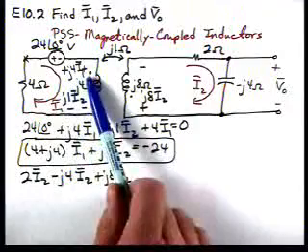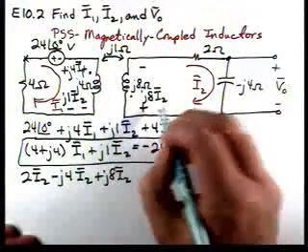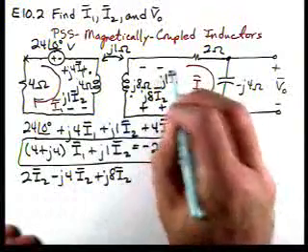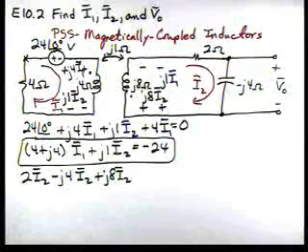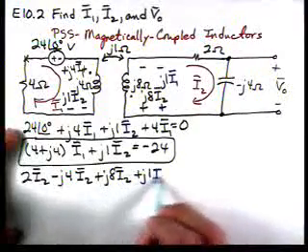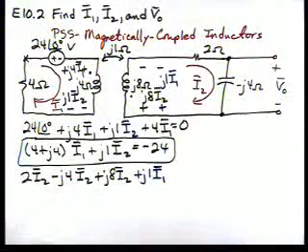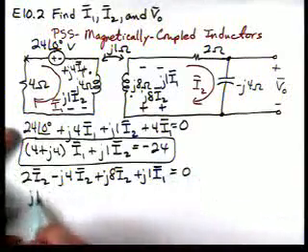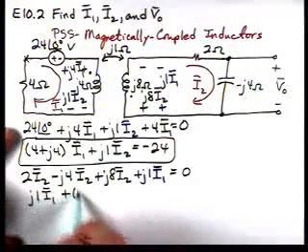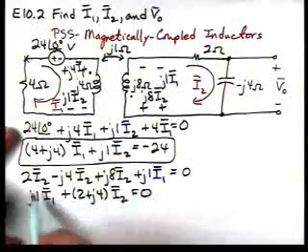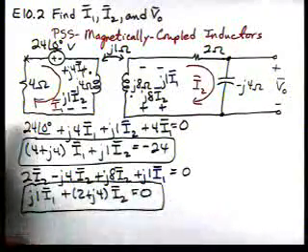We notice I1 enters the dot, so it's going to produce a voltage plus to minus J1 times I1, and notice it's the same polarity as the J8I2 term, so it becomes plus J1 I1 equal to 0. So this equation becomes J1 I1 plus 2 plus J4 I2 equal to 0. So there's our second equation.